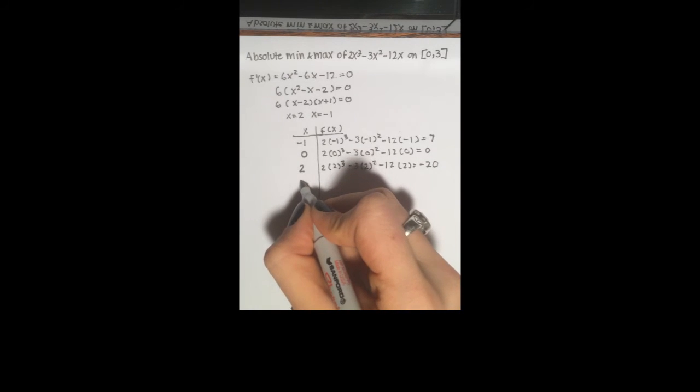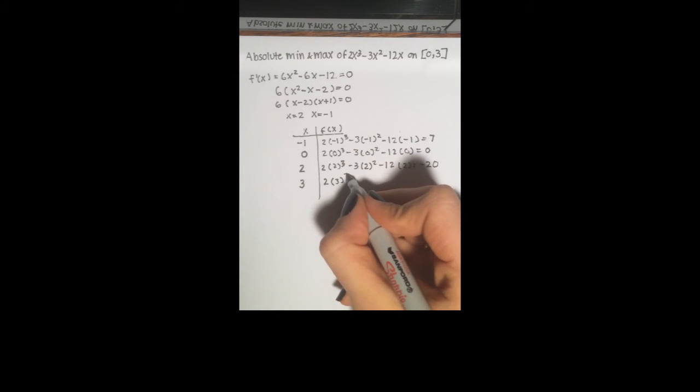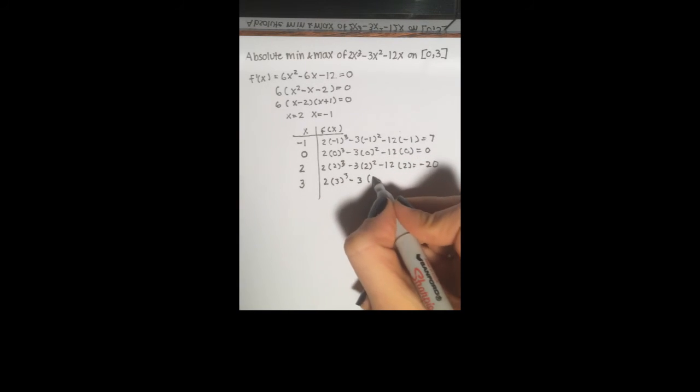And then finally, we'll plug in our last endpoint, 3, into the function. And the result is equal to negative 9. So we can tell, just based off of these values, that the highest value is 7 at negative 1. So we know that this is our absolute max. And our lowest value is at 2.